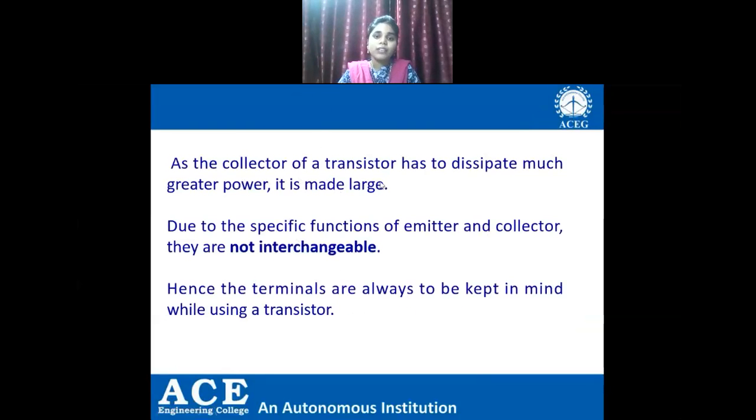Now, as the collector of a transistor has to dissipate much greater power, it is made large. Due to the specific functions of emitter and collector, they are not interchangeable. Please remember, we are not interchanging the collector and emitter terminals. Hence, the terminals are always to be kept in mind while using a transistor. Whenever we are placing a transistor in a circuit, we should take much more care about where the emitter should be placed and where the collector should be placed. Clear? And as we also have a laboratory, there we are going to do the experiment. When we are doing the experiment, we should take more care when placing a transistor in a circuit.